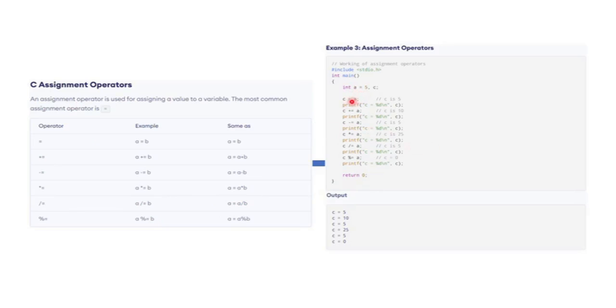See here, c is assigned the value of a. What was the value of a? It's 5, so the value of c becomes 5. C plus equal to a is equivalent to c equal to c plus a, so 5 plus 5, the value of c becomes 10. Similarly for c minus equal to a, here 10 minus 5, 5 will be stored in c again. Same way the remaining also. You can go through them.